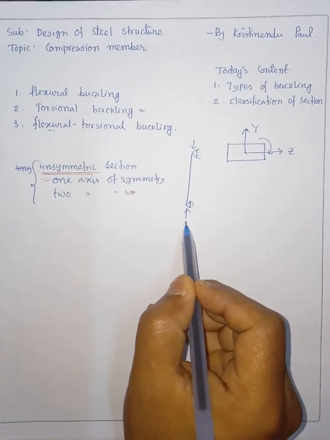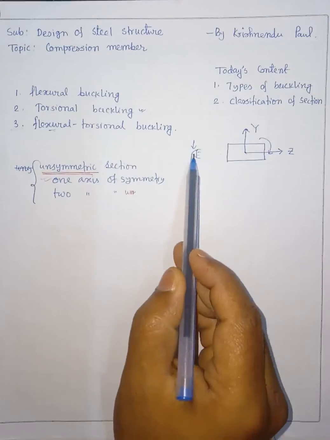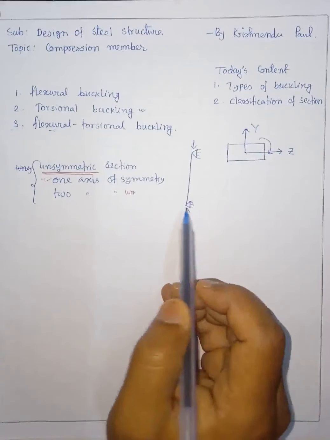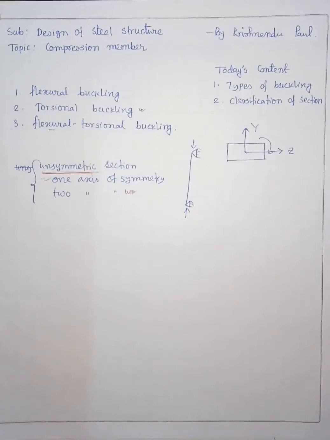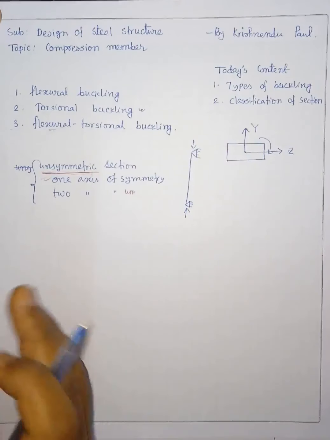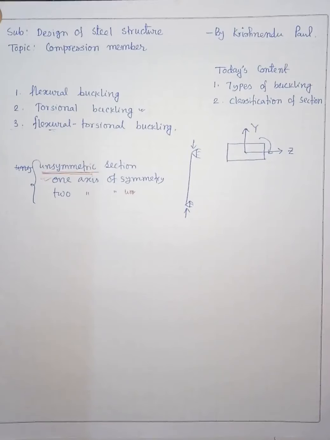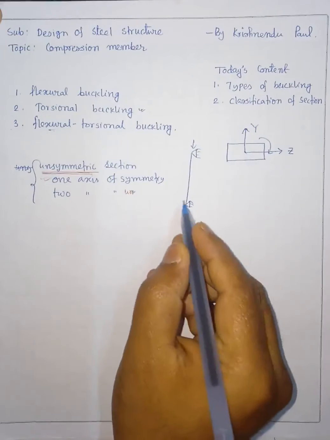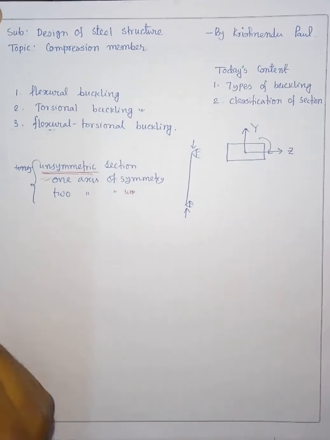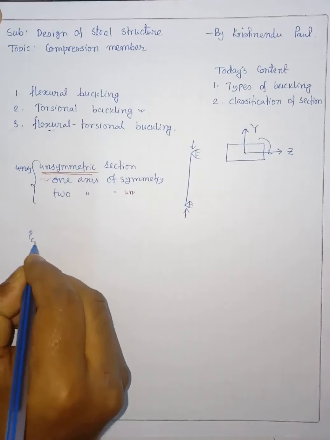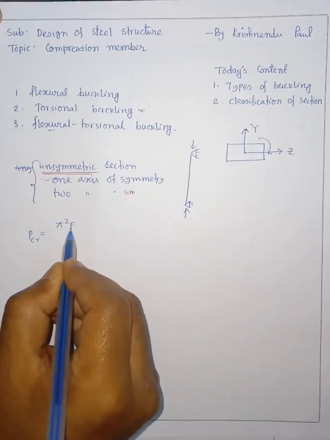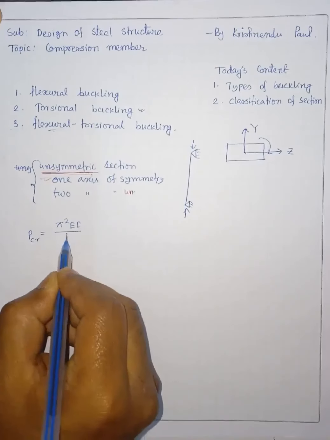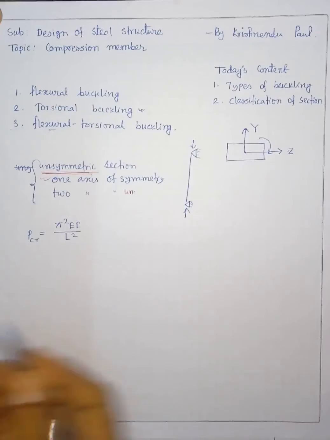So this column is hinged at both ends, and there is some compression load. As we all studied in the buckling chapter in our previous semesters, we know that this column will buckle at some particular load, and that is called buckling load or crippling load. So that crippling load is equal to PCR, and what is this? That is equal to pi square EI by L square.